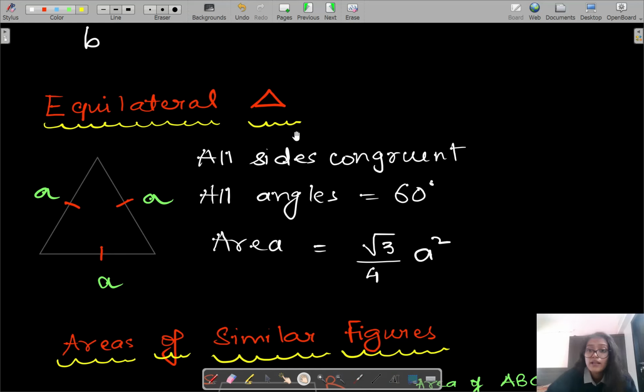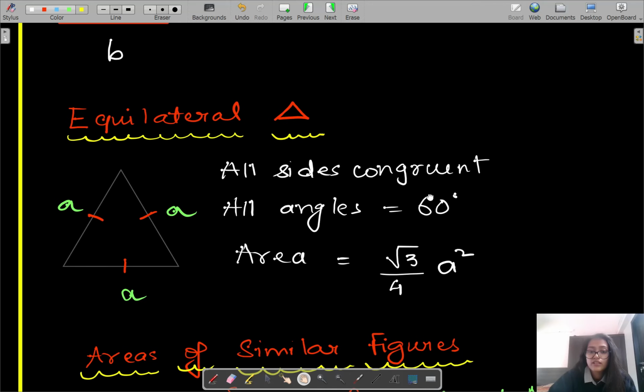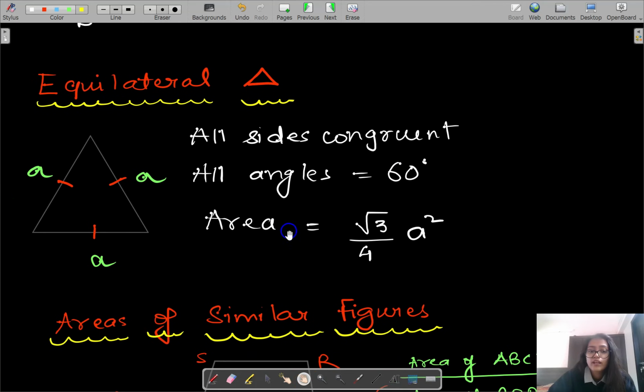Then equilateral triangles are those triangles in which all sides are congruent, also all angles are congruent, and they all measure 60 degrees. And you should also know that area of equilateral triangle is √3/4 times square of the side.